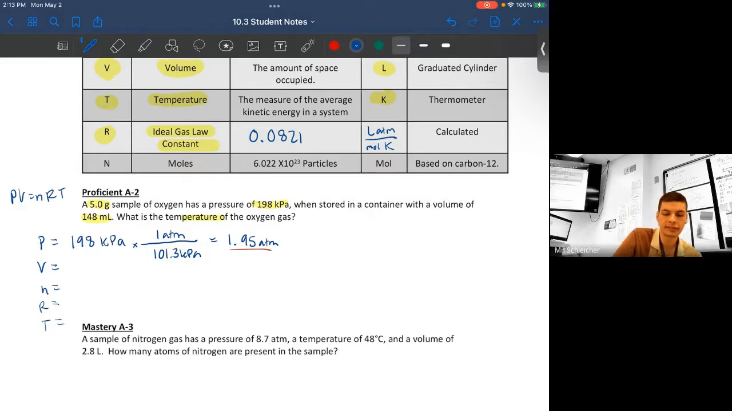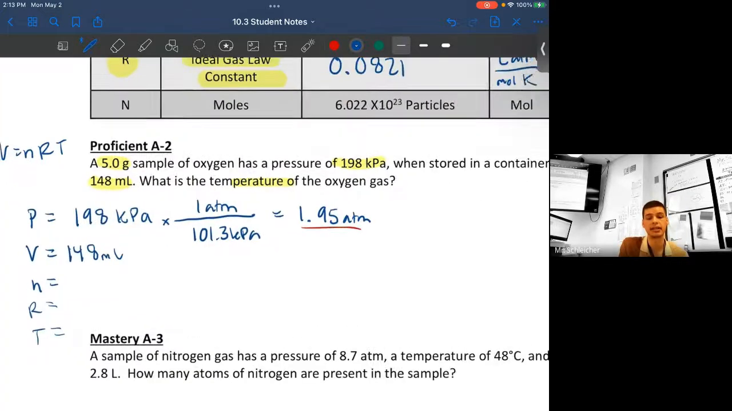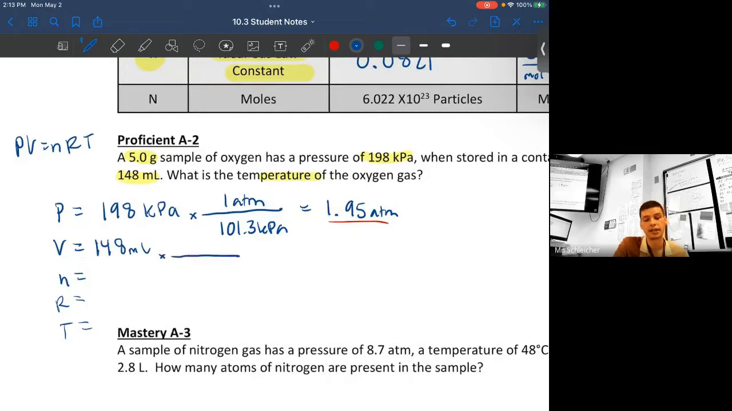Our volume is given to us in milliliters. We have 148 milliliters. However, according to this ideal gas law equation, we're supposed to be using liters. So in every 1 liter, how many milliliters are there? 1,000. That's what milli means. So 148 divided by 1,000 gets us 0.148 liters, which is what we're allowed to use in our equation.